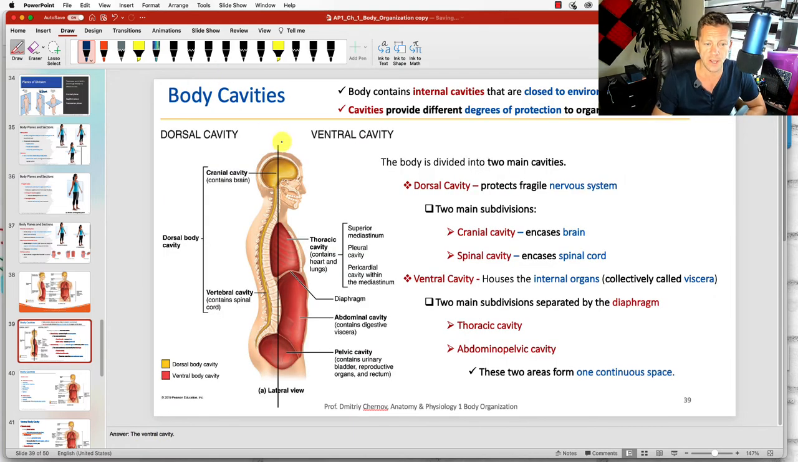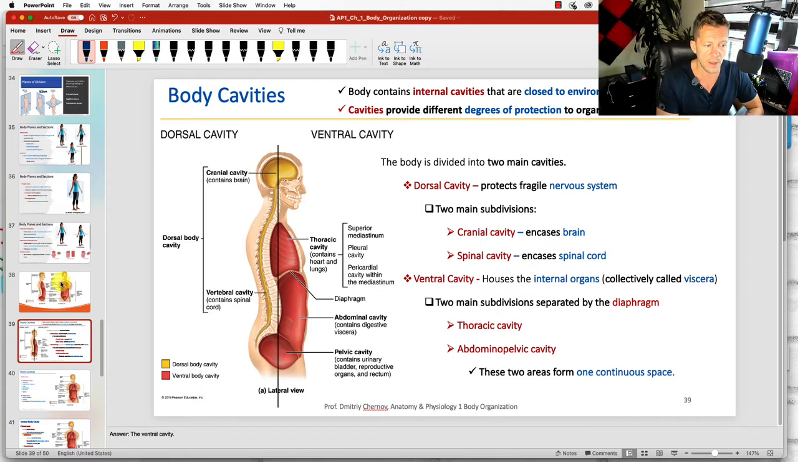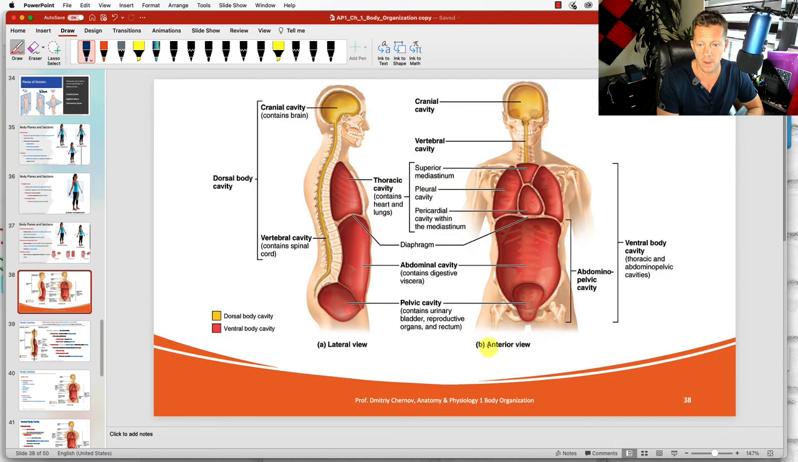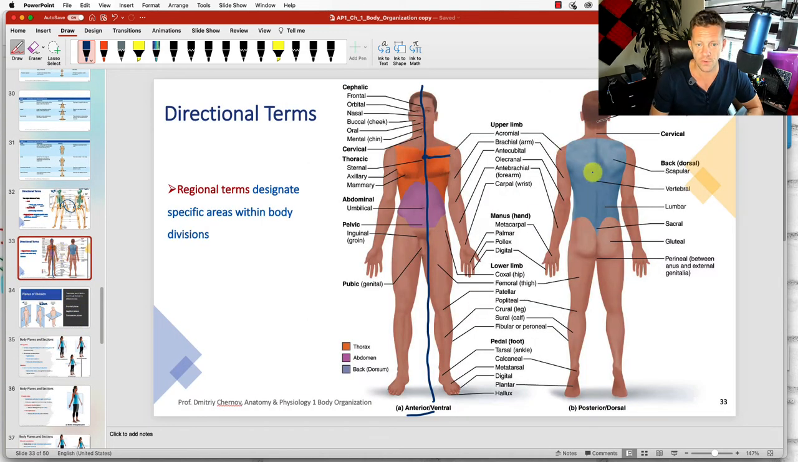You see, this line goes vertical, but it's not the midline because it's a lateral view. We're looking from the side. Looking from the side is the lateral view. Looking from the front, it is the anterior view. Looking at the back, it is a posterior view. So it depends on the view.